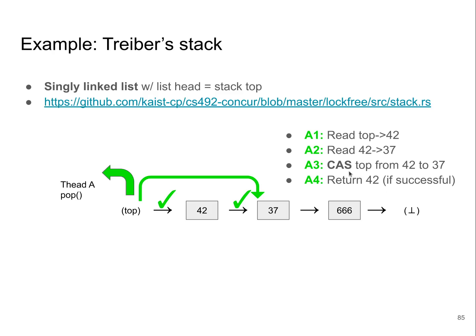If the previous CAS was a failure, you didn't succeed in performing it, and then you can just go to the beginning and do it again. Because if the CAS is unsuccessful, it means that the top pointer has already been changed by other threads, so you need to start again by reading the top pointer.